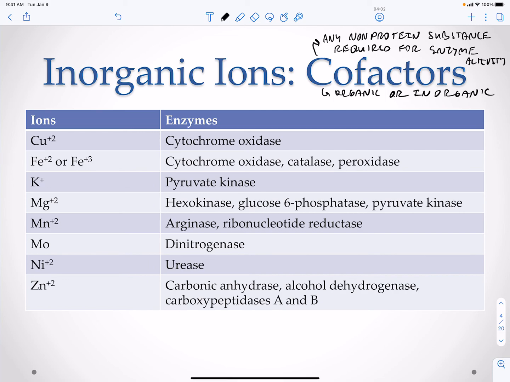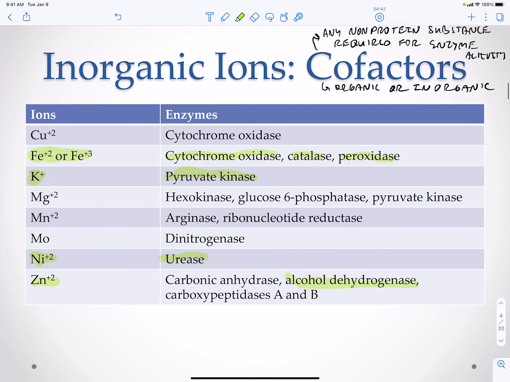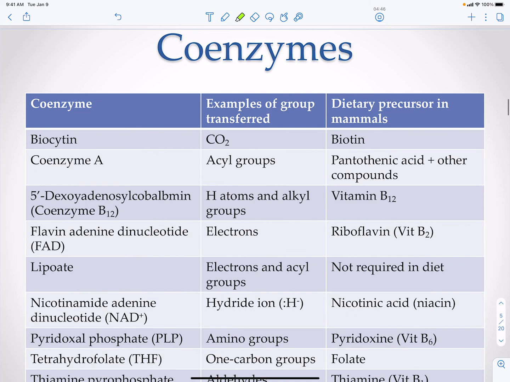And so here's a list of inorganic ions that interact with our enzymes. For example, iron is going to be important for cytochrome oxidase, for catalase and peroxidases. Potassium is going to be important for pyruvate kinase. You have your magnesium, you have nickel for urease, zinc for carbonic anhydrase, alcohol dehydrogenase is going to use zinc, etc. So all of these inorganic ions are going to be part of the enzyme, and more specifically in the enzyme active site.